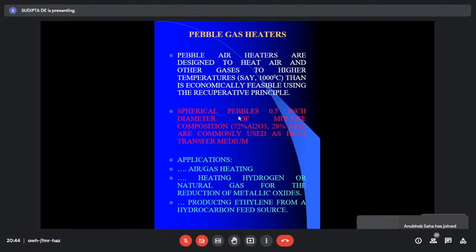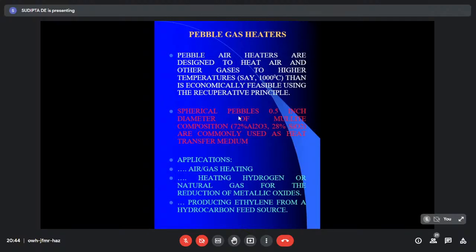up to a certain recuperative heat exchanger process, then the temperature rise may be of the order of 500 degrees, 600 degrees Celsius. I mean, I'm just taking a number. I'm not telling that these are sacrosanct. But even with the pebble bed, if you can reach up to 1000 degrees Celsius temperature of air heating, then it is significant heat regained. And obviously, the cost of pebble bed installations will be justified through this particular temperature achievement. And then the spherical pebbles of 0.5 inch diameter of mullite compositions.